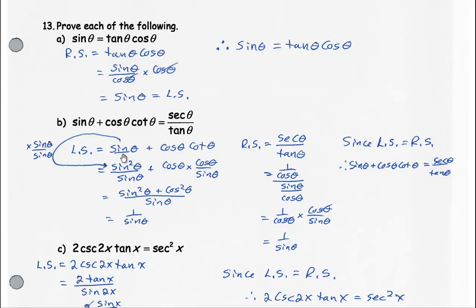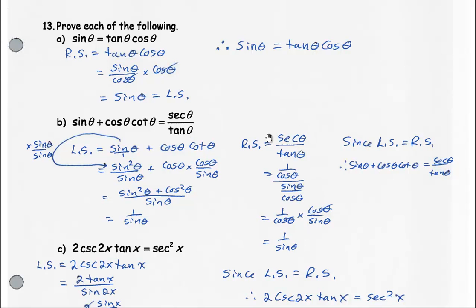but this has a denominator of 1. So that's why I'm going to multiply it by sine theta over sine theta, top and bottom. And then instead of having another step to do this, I'll end up with a common denominator here to begin with. So we have sine squared plus cos squared in the top over sine theta, and that's equal to 1. So we're trying to show that this is equal to secant theta over tan theta.